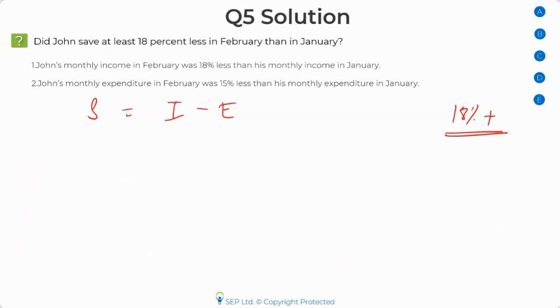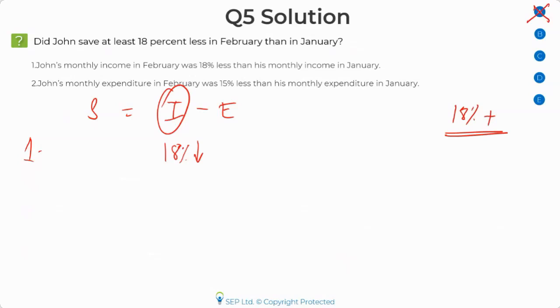That's what this question says. Let's look at statement 1. John's monthly income is 18% less than his monthly income in January. Statement 1 tells me only about the income. It tells me that the income of John went down by 18%. Since savings is equal to income minus expenditure, I only know information about income. I cannot conclude anything about the expenditure from this. That's why statement 1 is not sufficient and A is not the right answer.